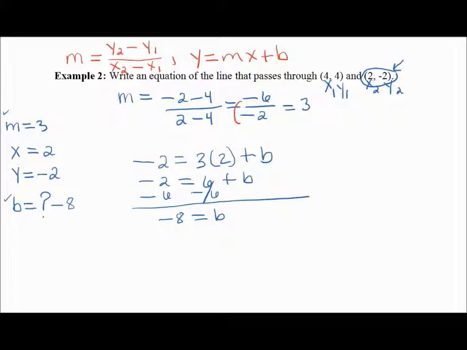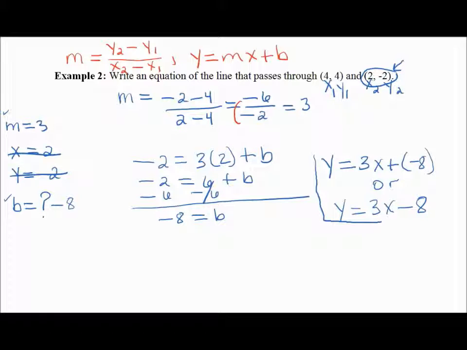Now that I have the y-intercept and my slope, I no longer need the point. I no longer need the x and the y value. I have enough information to write the equation. So now my answer becomes y equals, what's my slope? 3x plus a negative 8. Now some of you may want to write it that way, or you can simply say y equals 3x minus 8. Either way is correct.